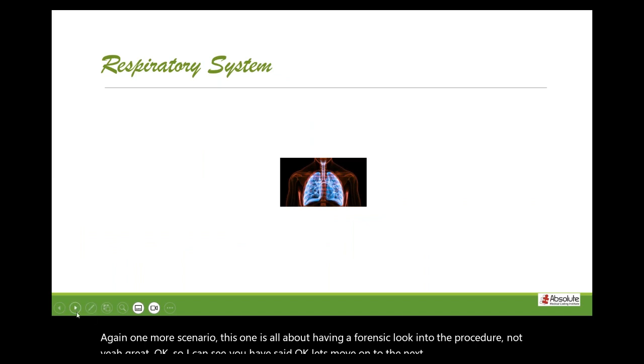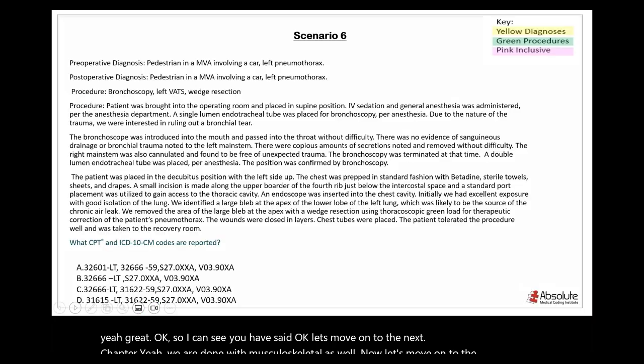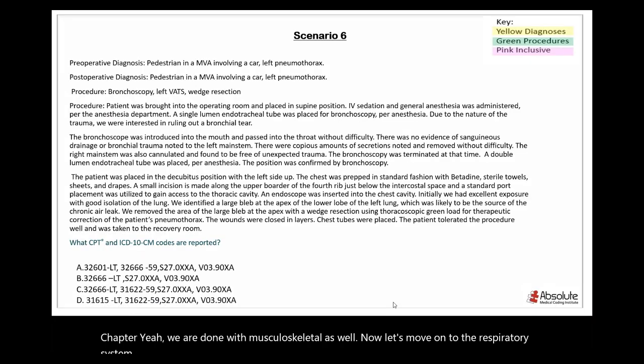Yeah, we are done with musculoskeletal as well. Now let's move on to the respiratory system. And here you go, here's your first scenario from the respiratory system chapter. What CPT and ICD-10-CM codes are reported?